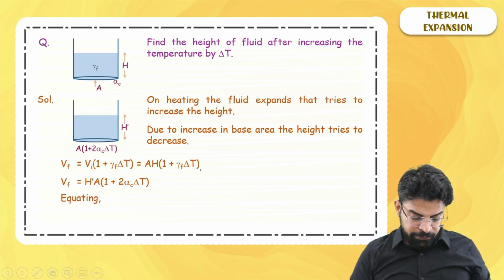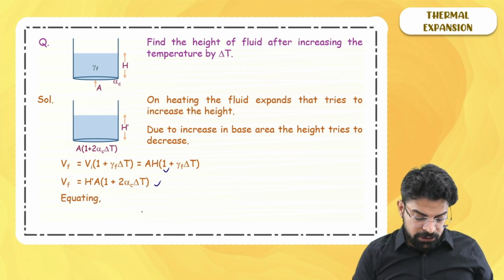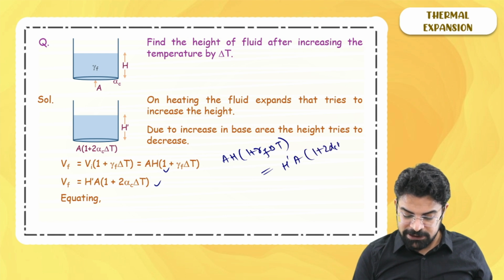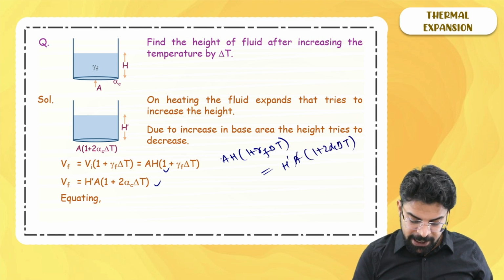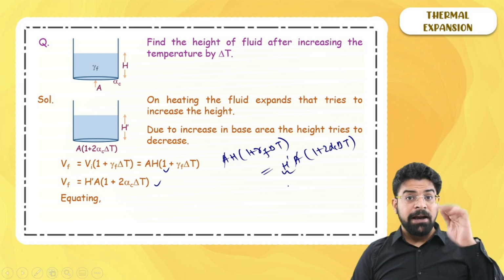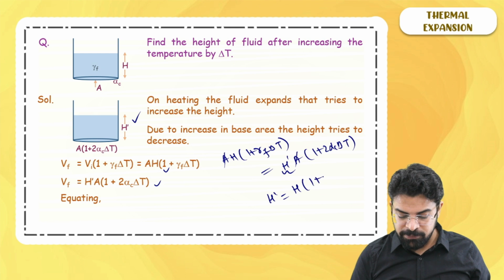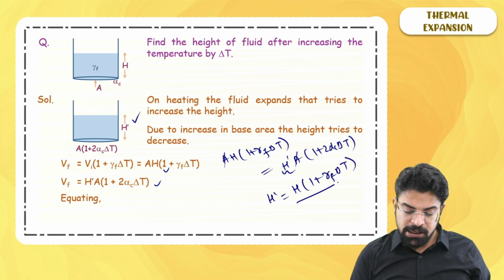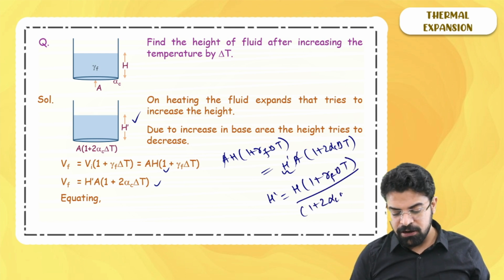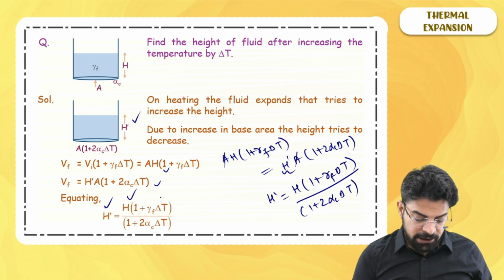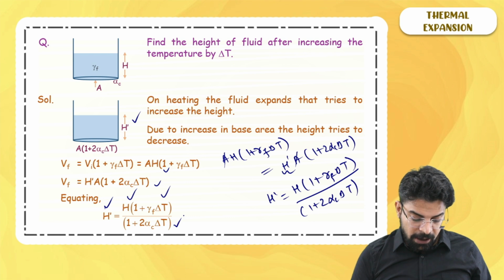Equating these two, you will get A into H into 1 plus gamma F delta T is the same as H dash into A into 1 plus 2 alpha C delta T. Let us cancel out A and A. Our mission is to find the final height H dash. So the final height H dash equals H into 1 plus gamma fluid into delta T upon 1 plus 2 times alpha container into delta T.